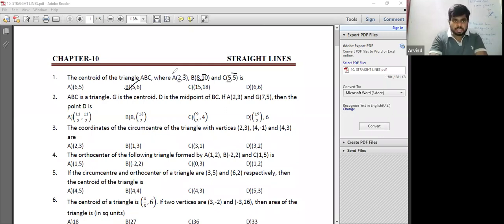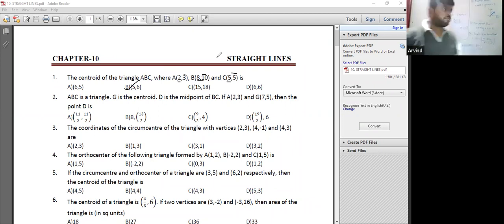Next is ABC is a triangle. G is the centroid. D is the midpoint of BC. If A is (2, 3) and G is at (7, 5), then point D is. Let's draw a figure for this. I'll give you the idea. You should only solve it. And this chapter is very, very easy.